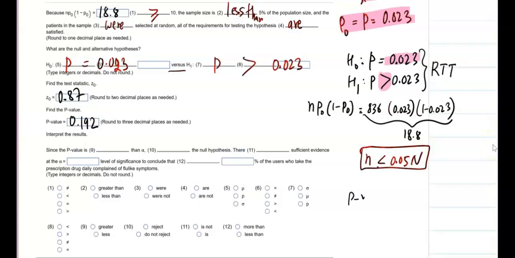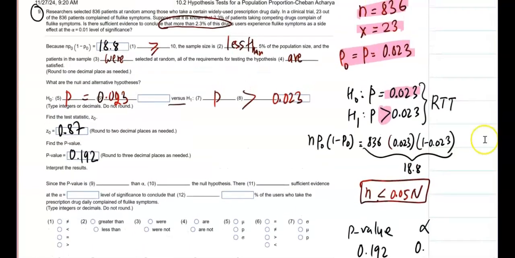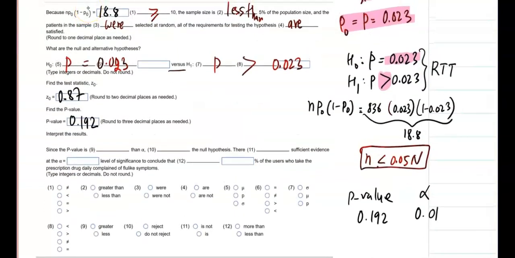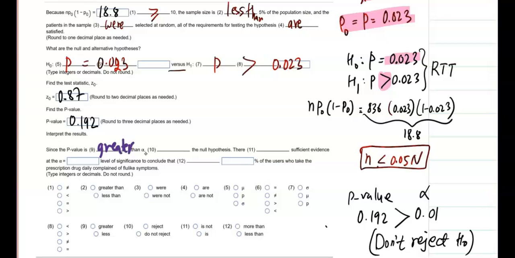Let's see. The p-value is going to be 0.192, alpha is going to be 0.01. So since the p-value is greater than alpha, you do not reject the null hypothesis. The drop down menu gives you the choices to choose from. Since the p-value is greater than alpha, do not reject.